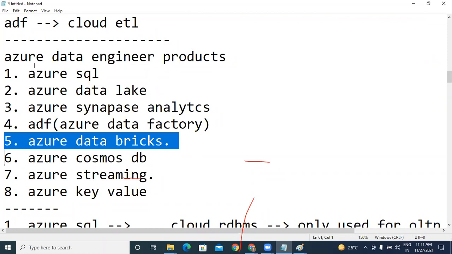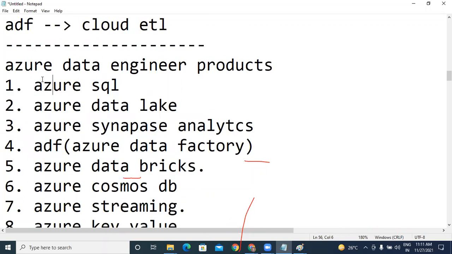I need to connect data with on-premise systems and sometimes with the cloud systems. At that time I need Azure SQL. And second, always my target will be either Synapse or data lake. Got it? Either Synapse or data lake. I need to interact with them.